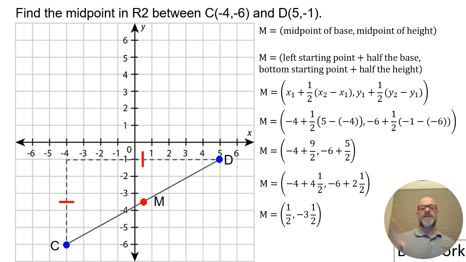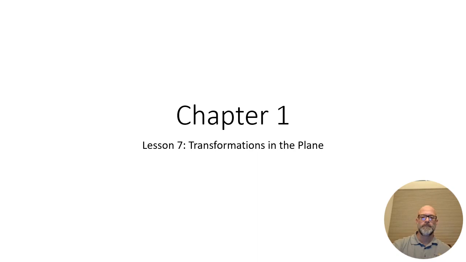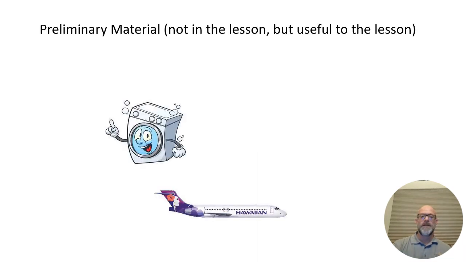You need to know both ways in R1 and both ways in R2. All right, that brings us to the new material. Hey folks, we are into Chapter 1, Lesson 7, Transformations in the Plane. This material you won't find in the text, but it'll help you with the material in the text. So let's go through it.